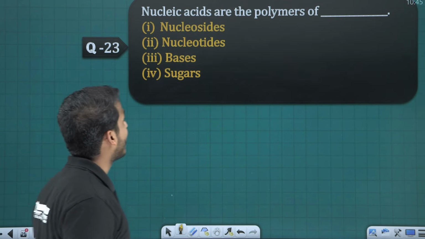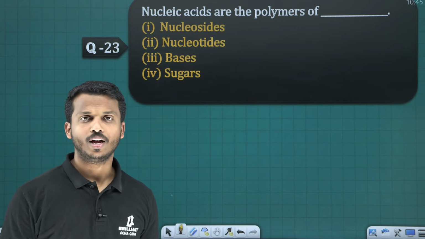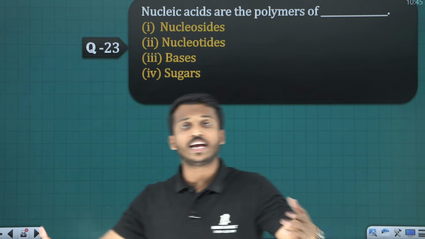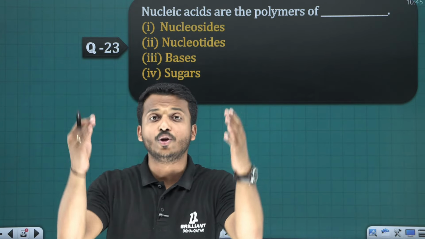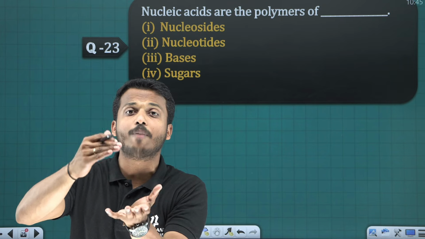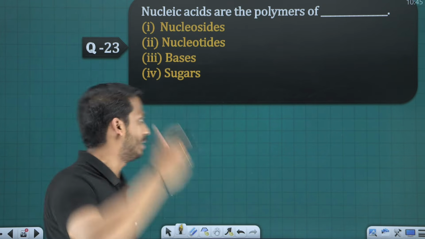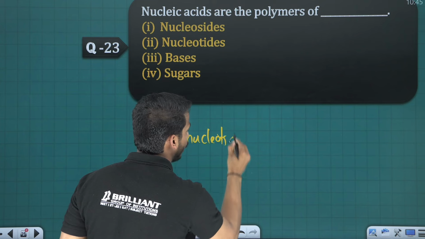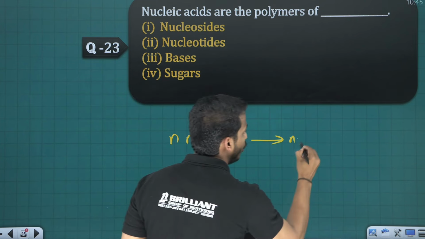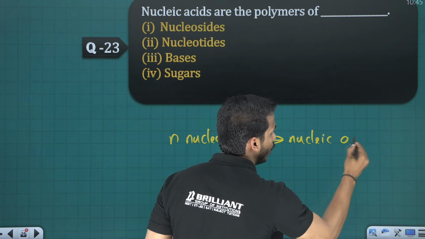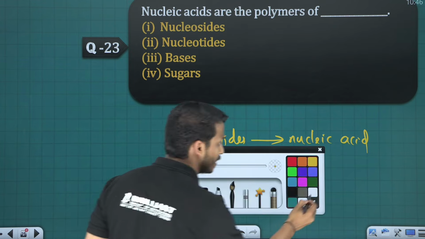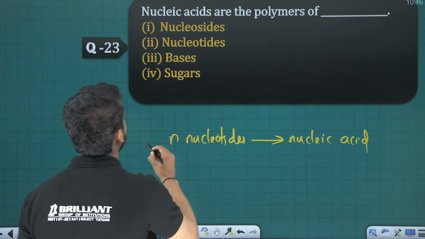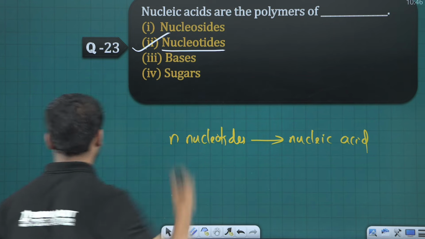Now, nucleic acids are the polymers of DNA, RNA. DNA is deoxyribonucleic acid, and RNA is ribonucleic acid. The nucleic acids are formed by joining many nucleotides, right? So n number of nucleotides give you what? Nucleic acid. So nucleic acids are made up of what? Nucleotides, right? Nucleic acids are made up of nucleotides.